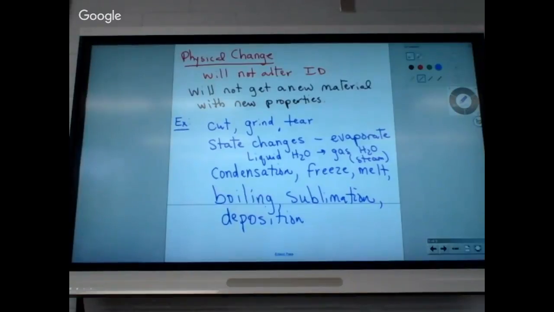Okay? The phase changes are god-awful. There's nothing I can do to make it better. There is math that goes with it, though. All right, you have to learn how to calculate the amount of energy used to make those phase changes and read them off the graph.